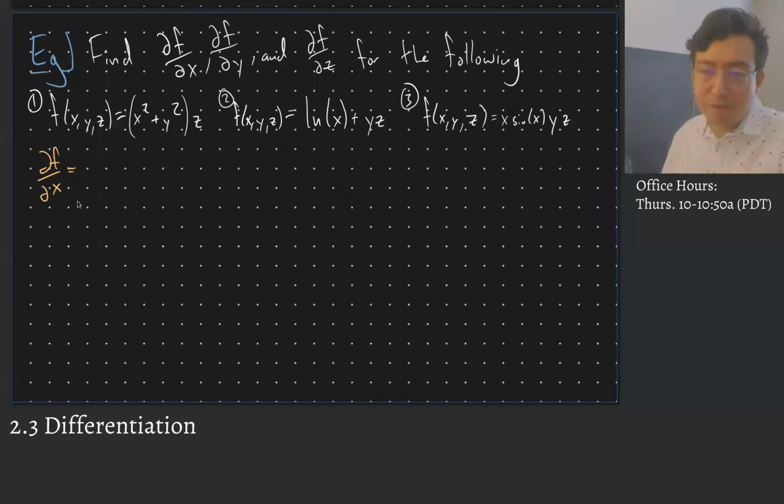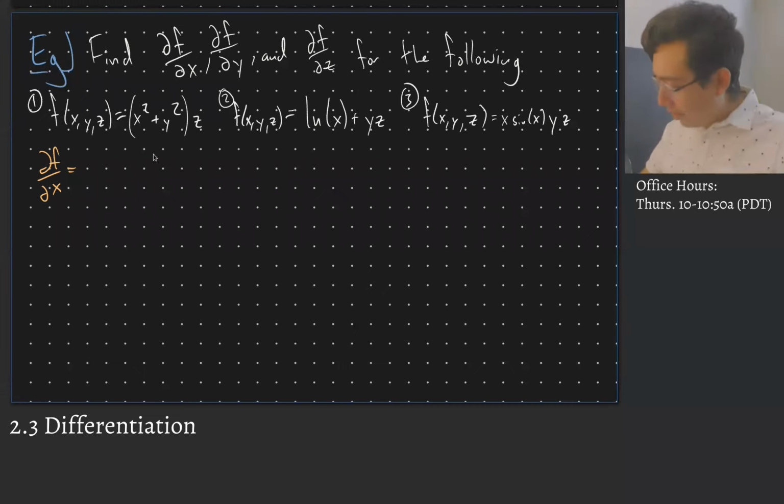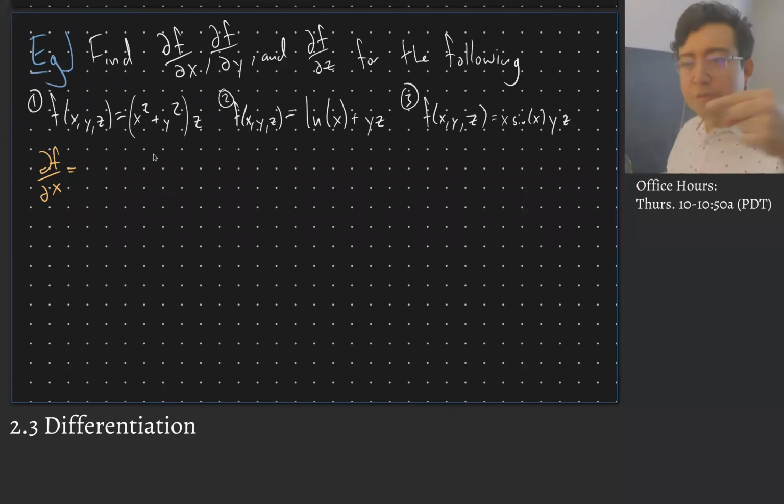y squared with respect to x is just a constant, right? Y doesn't change. The way you could think about this is we're treating them like constants, but they're not constant. What you could think of is we're just moving in the x direction. So y is not changing. Okay, so y does not change with respect to x.